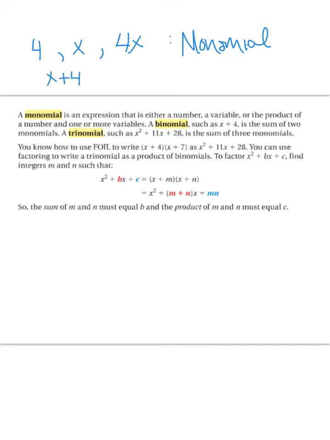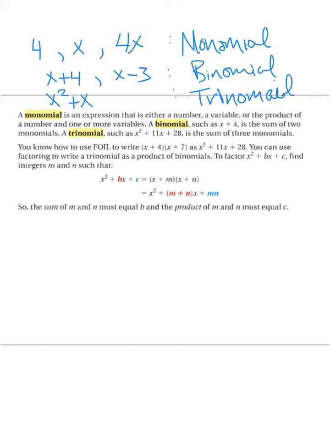So we have like an x plus 4, or we could have x minus 3. Those are binomials. They have to be connected by an addition sign or a subtraction sign. And then lastly, trinomial. Tri means 3. Same type of deal here. We're going to have 3 terms, and they need to be connected by an addition sign or a subtraction sign. And notice how that trinomial looks a lot like standard form of our quadratic function.